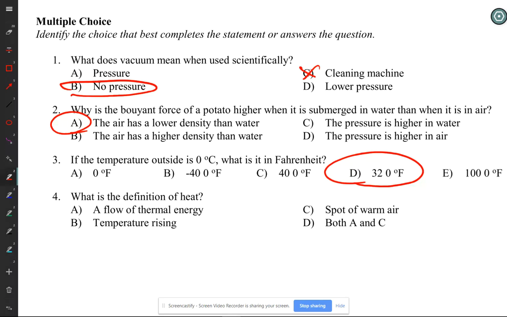Finally, what is the definition of heat? I forgot who wrote this question. Hannah. I know, I messed up on this.